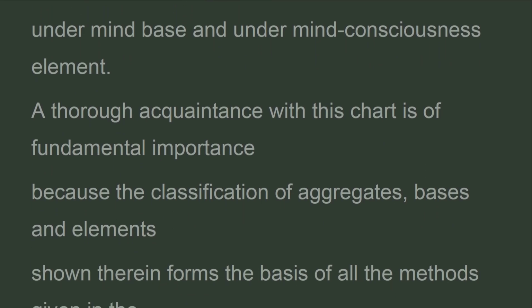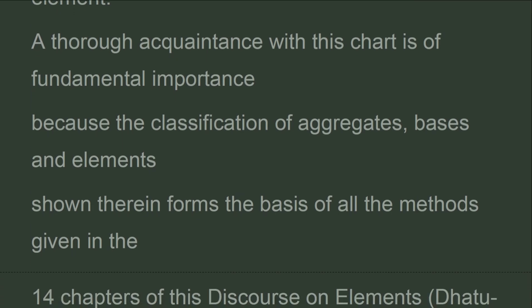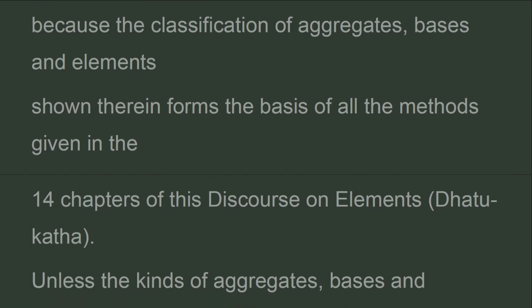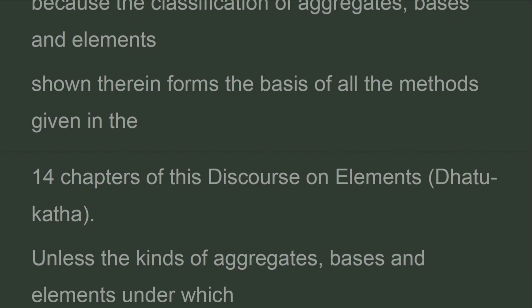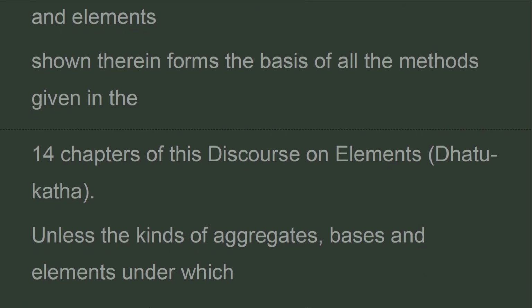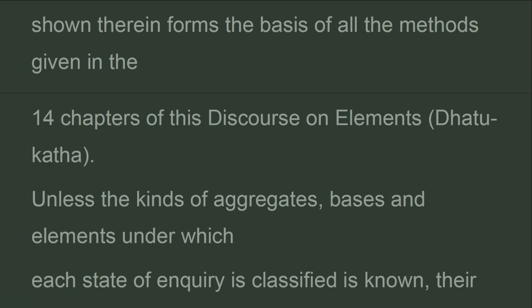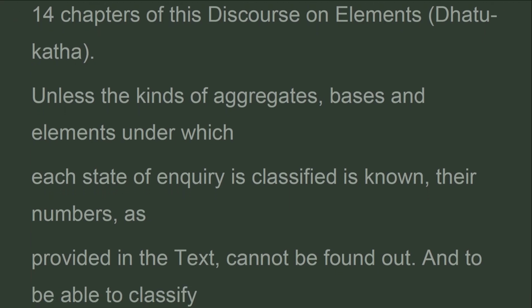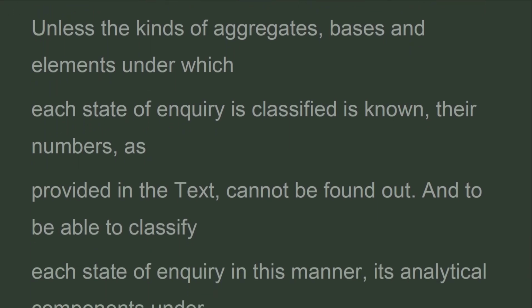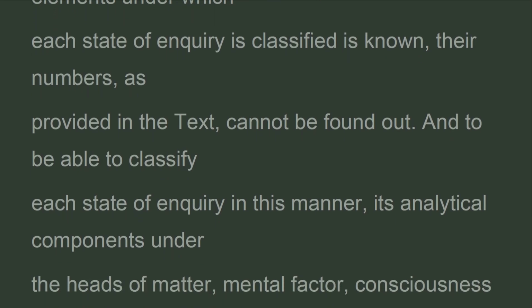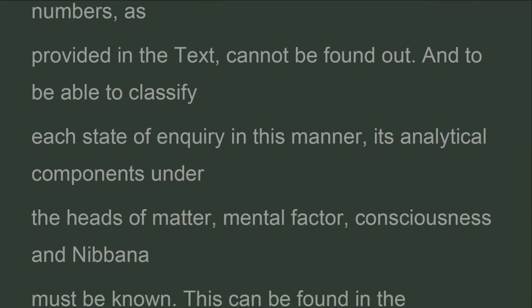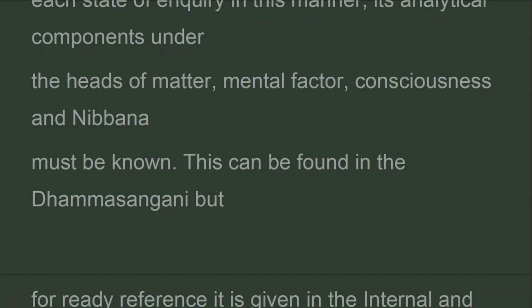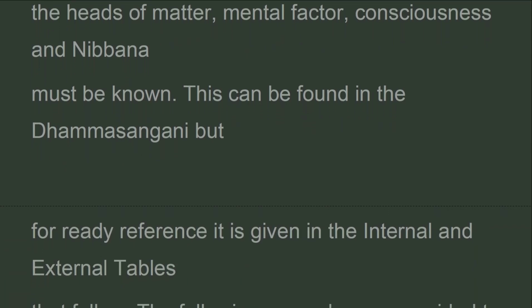A thorough acquaintance with this chart is of fundamental importance, because the classification of aggregates, bases, and elements shown therein forms the basis of all the methods given in the 14 chapters of this discourse on elements. Unless the kinds of aggregates, bases, and elements under which each state of inquiry is classified is known, their numbers, as provided in the text, cannot be found out. And to be able to classify each state of inquiry in this manner, its analytical components under the heads of matter, mental factor, consciousness, and Nibbana must be known.